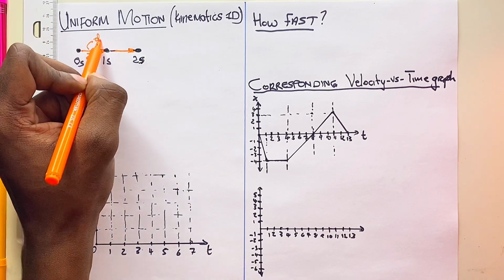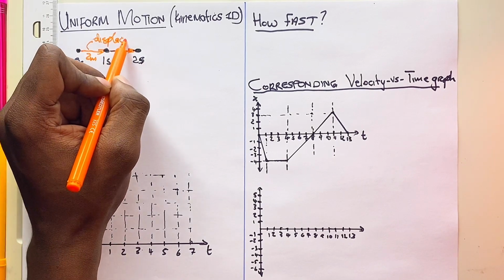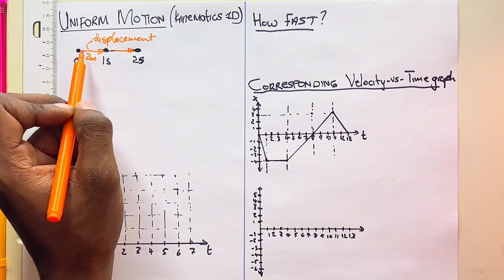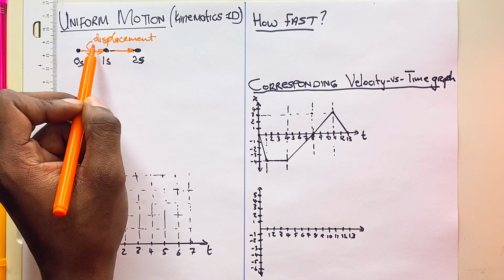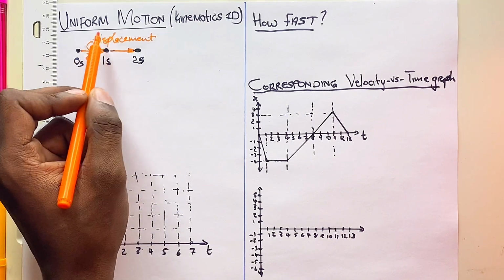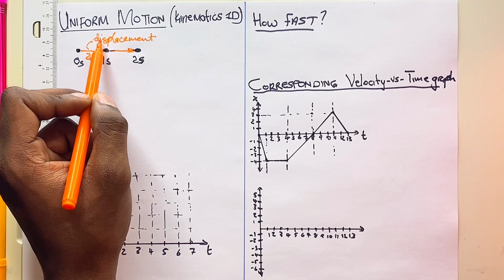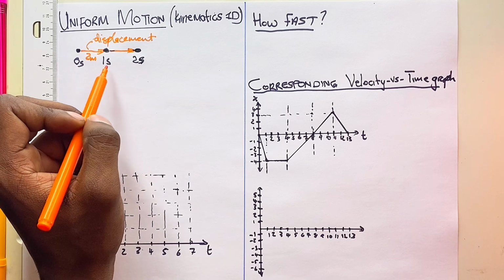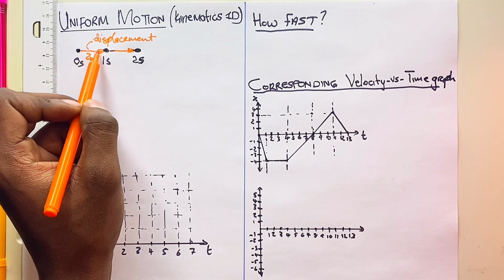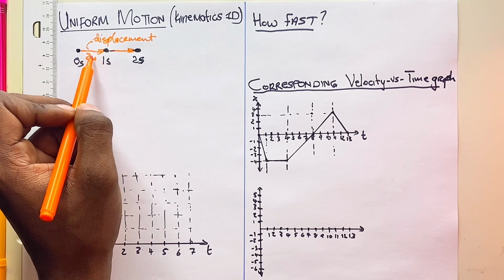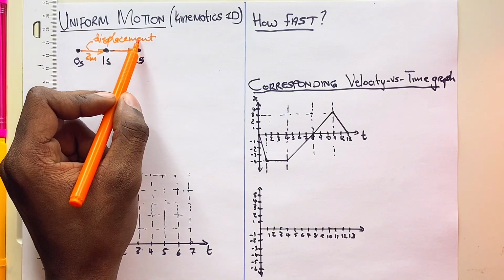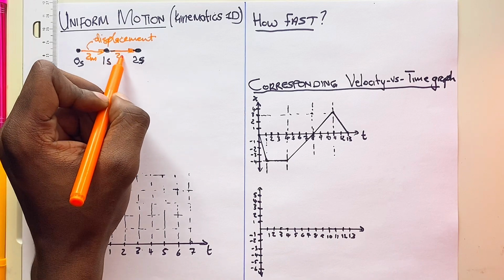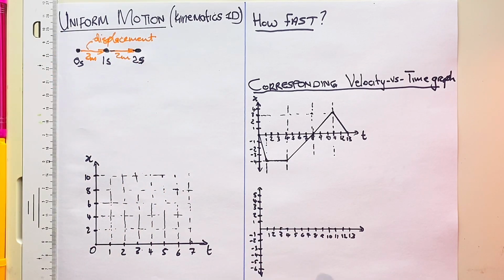Now, with this, I'm showing his displacement. Now remember, displacement is a change of position and direction, because displacement is a vector, so it has a magnitude and a direction. So if I show that he moved to the left 2 meters, that means I'm showing his displacement and not just position. Now he moves another 2 meters in 2 seconds.